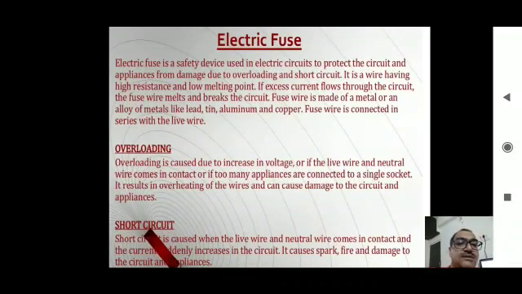Now students, understand about the short circuit. A short circuit is caused when the live wire and neutral wire come in contact and the current suddenly increases in the circuit. When the live wire and neutral wire come into contact with each other, a short circuit can occur. It causes spark, fire and damage to the circuit and appliances. So that is one reason that due to the short circuit we damage all our appliances, and a fire can occur in our household. So as a preventive measure, we have to use the fuse.